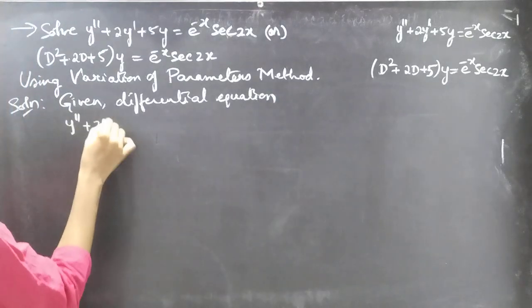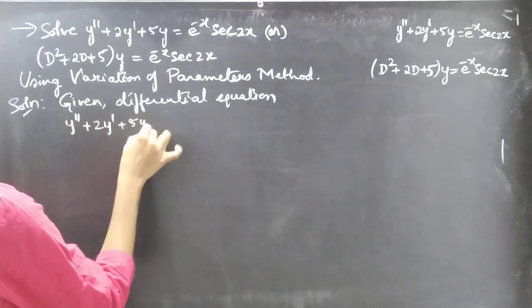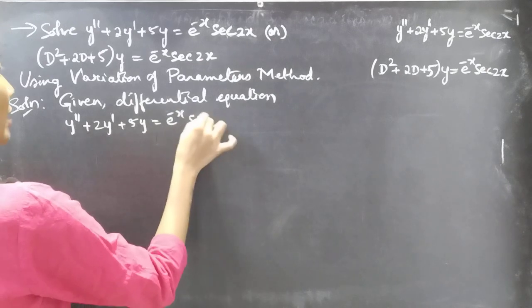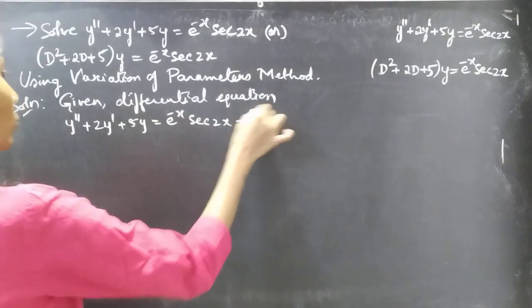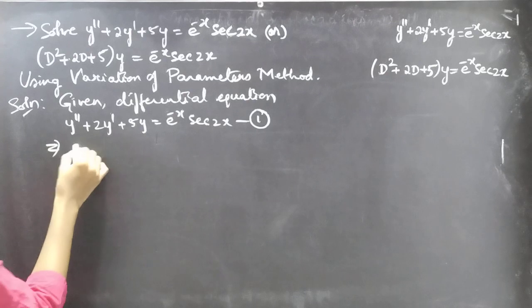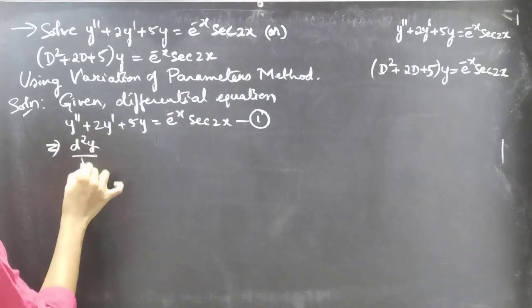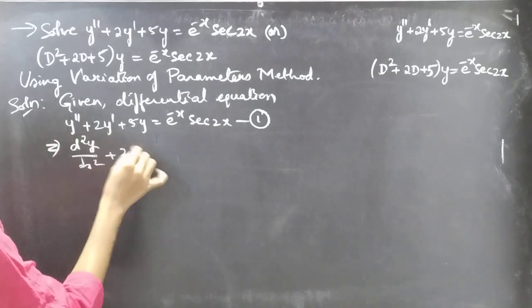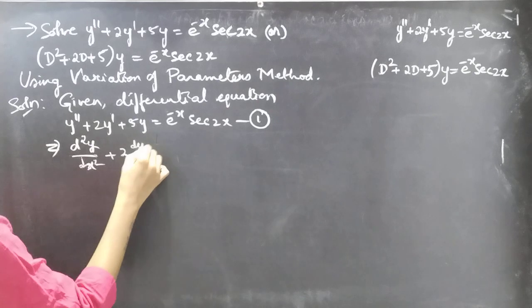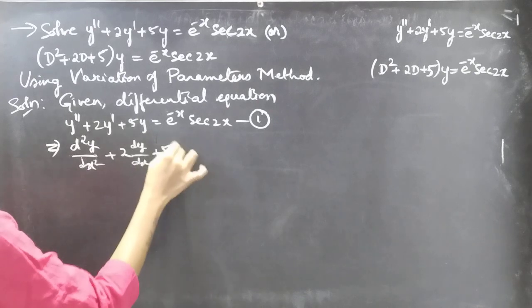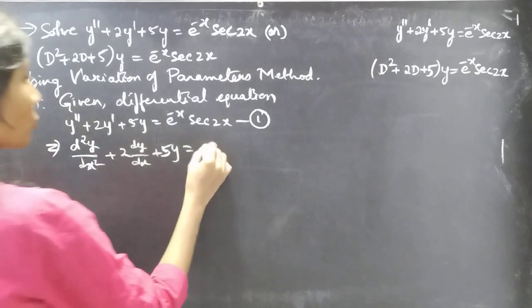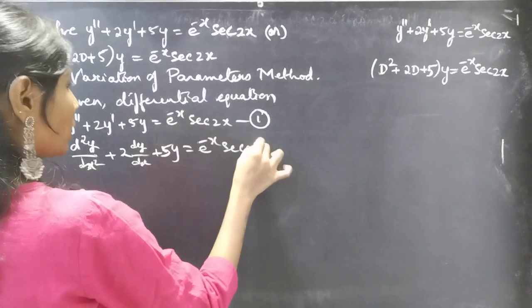y double dash plus 2y dash plus 5y equal to e power minus x secant 2x. Consider as equation number 1. Now we can write the given equation as d square y by dx square plus 2 into dy by dx plus 5y equal to e power minus x secant 2x, right?